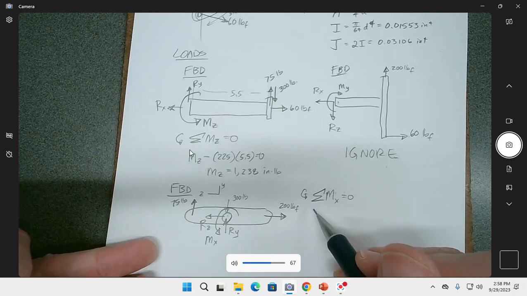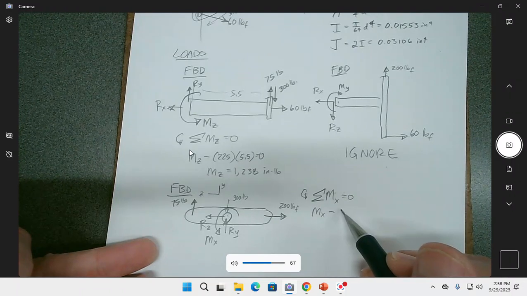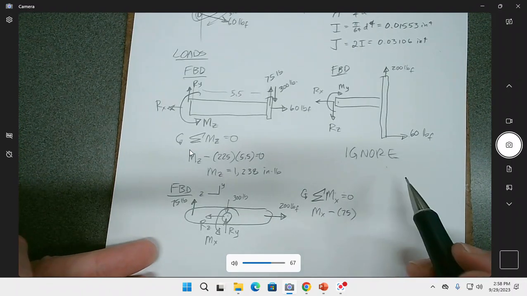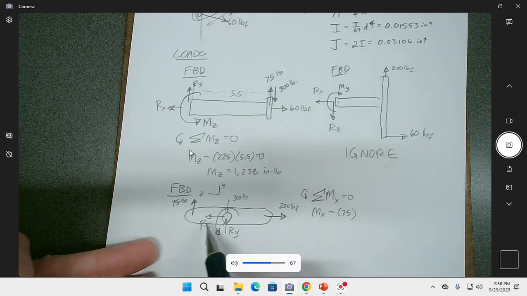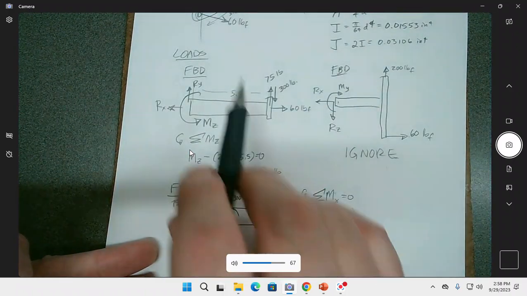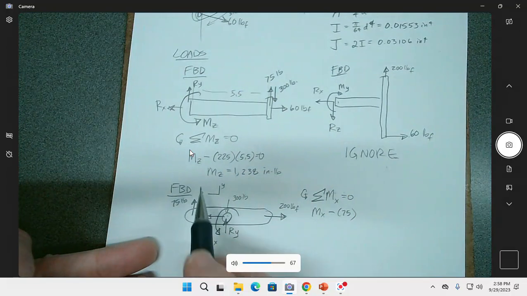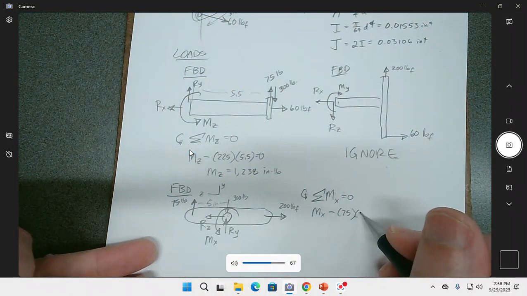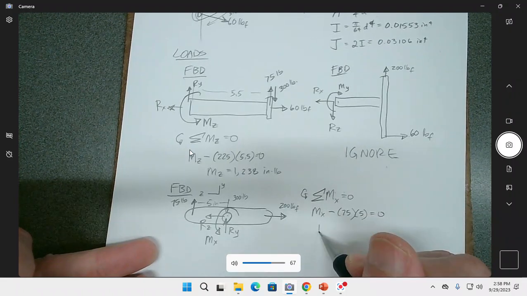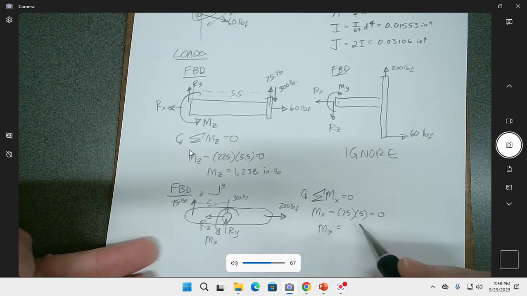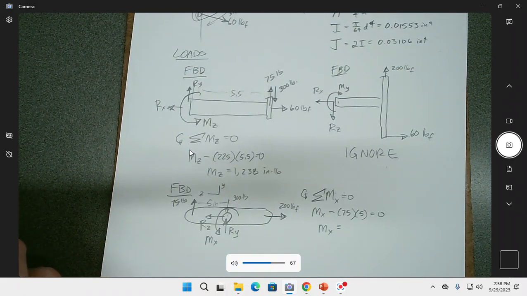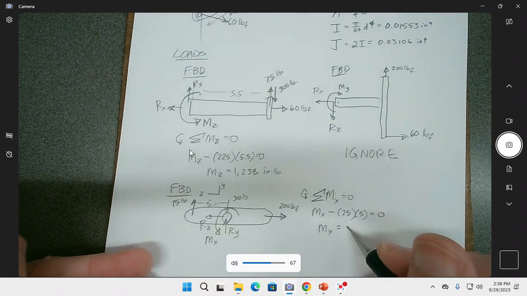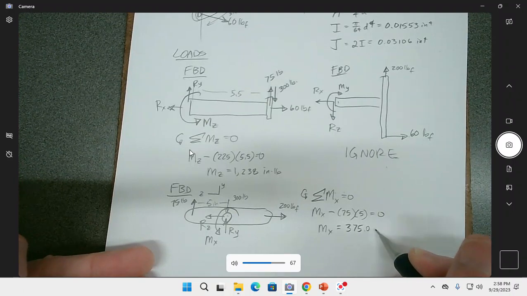We go MX minus our 75 pounds, and that distance for the moment arm, it's up above, but it's going to be 5 inches. It's right to there. So MX is equal to 75 times 5, which I feel like I could do in my head. No, I couldn't. Inch pounds. And by the way, that's equal to the torque.